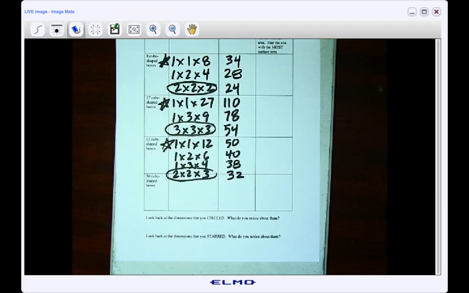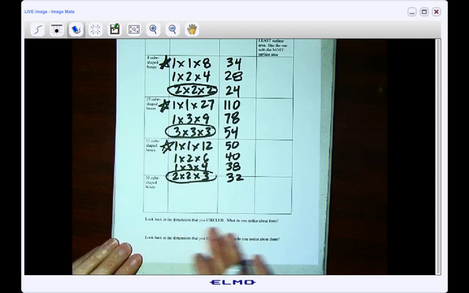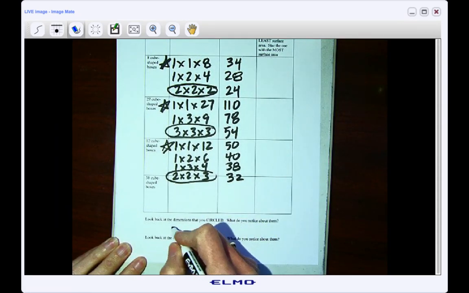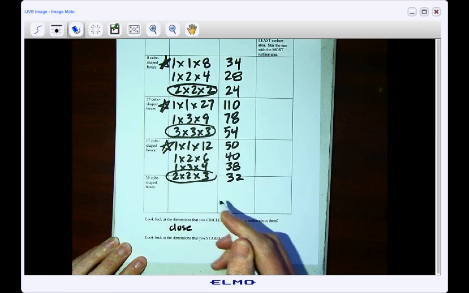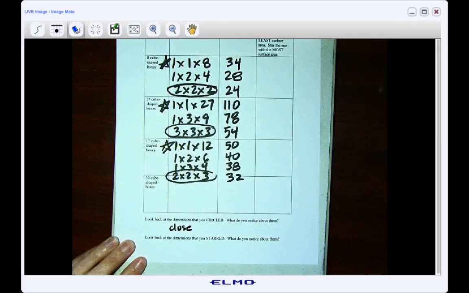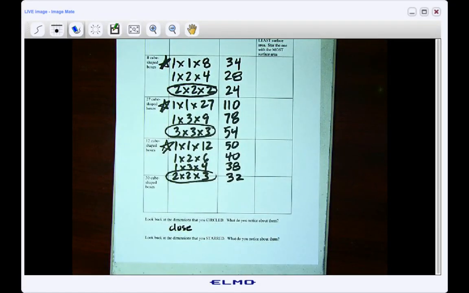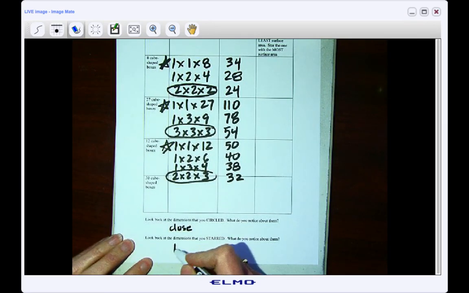Okay, so you should have seen that the dimensions that you circled were all close together. Okay, so the numbers were pretty close together. And this one, they were actually all the same number, same with this one, but 2 by 2 by 3, pretty close together. The ones that we starred, the ones that had a lot of surface area, you should have noticed the pattern that they were 1 by 1 by something.